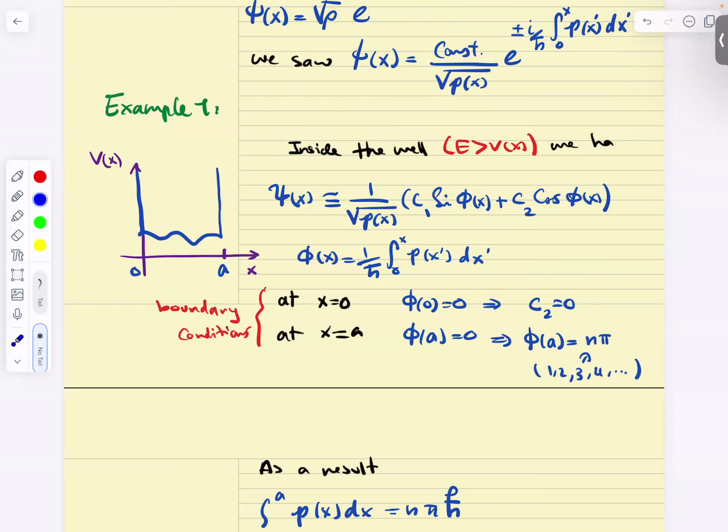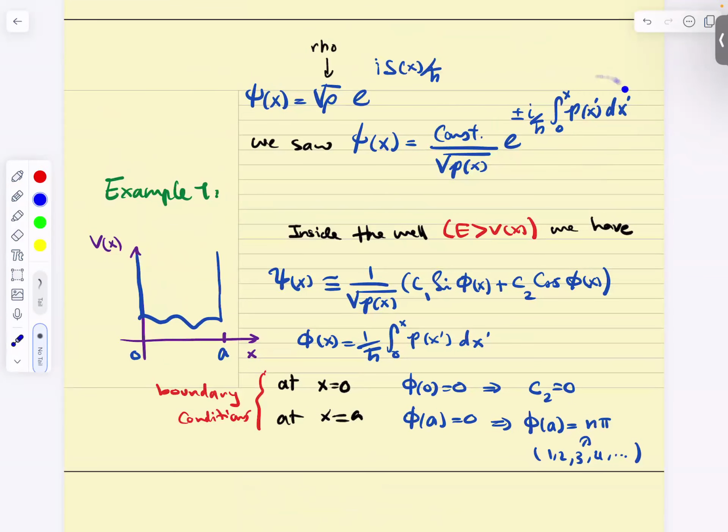Inside the well, in here, energy is going to be larger than V of x, of course, otherwise there won't be any solutions. So we have the WKB approximation, which is this thing. So you see, there are two solutions. There is a plus sign, there is a minus sign, right?